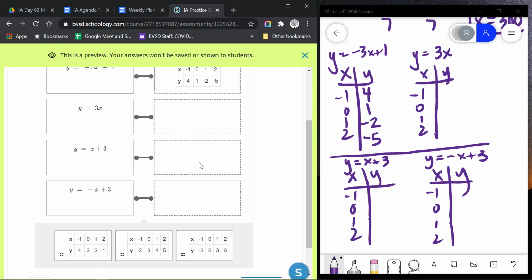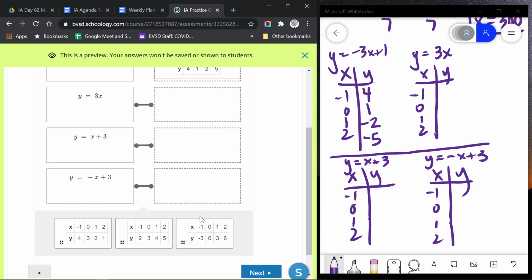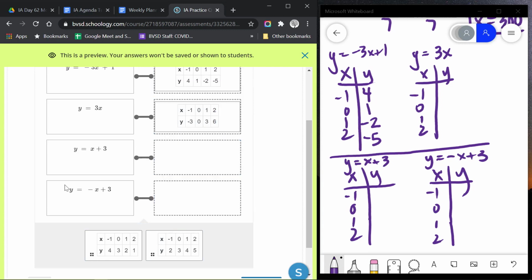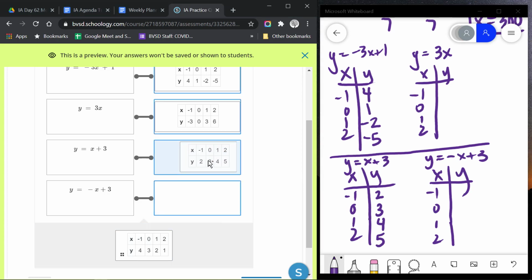So I can use that strategy even to match up these others. When x is 0, y is 0 for this equation. So I know 0, 0 must be the table that's right for this one. This one, when I put in 0 for x, I get out 3. Both of these are 0, 3 on here. So I might have to actually plug in some numbers. So here if I have negative 1 plus 3, that gives me a 2, 3. If I plug in 1 here, I get 4. If I plug in 2, I get 5. Great, this one goes here.